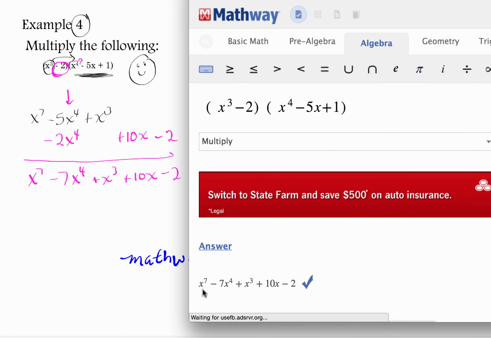And there it is. X to the 7th, bingo, minus 7x to the 4th. Darn, I'm good. Plus x cubed plus 10x minus 2. Have at it, boys and girls.